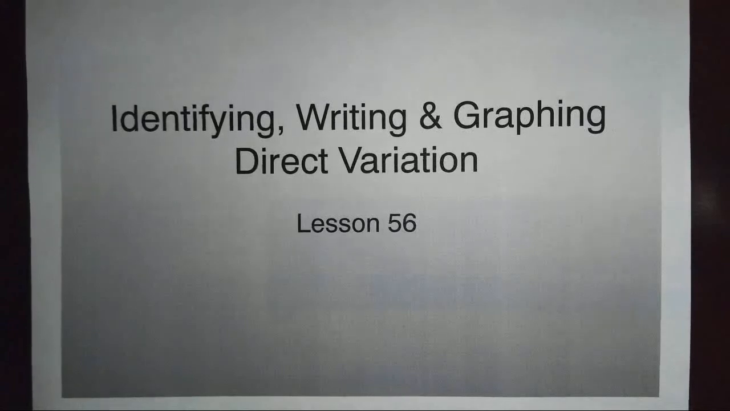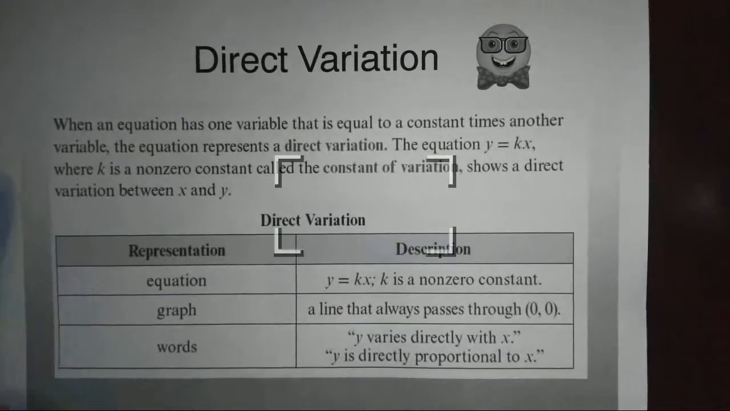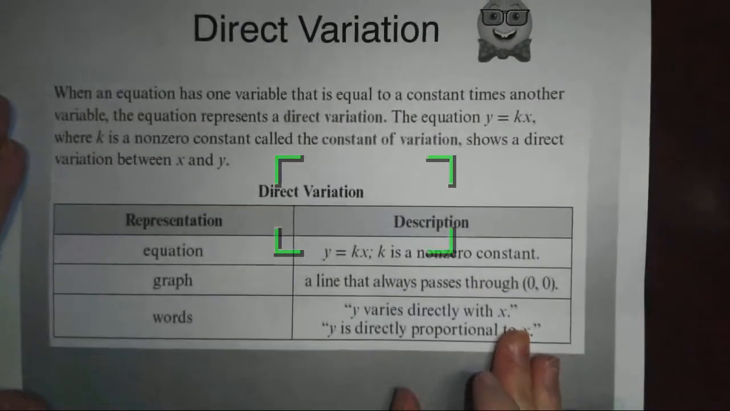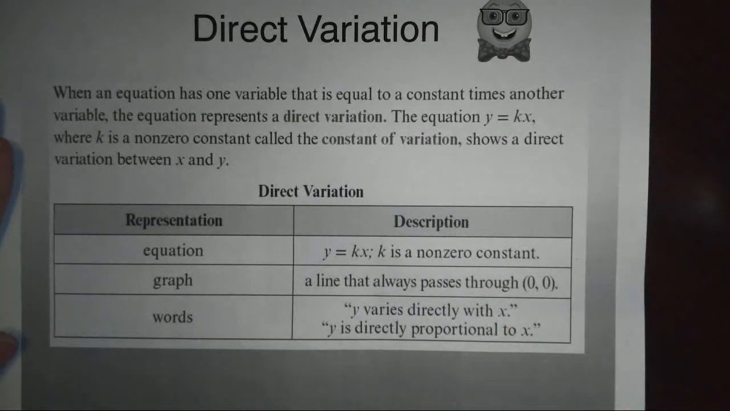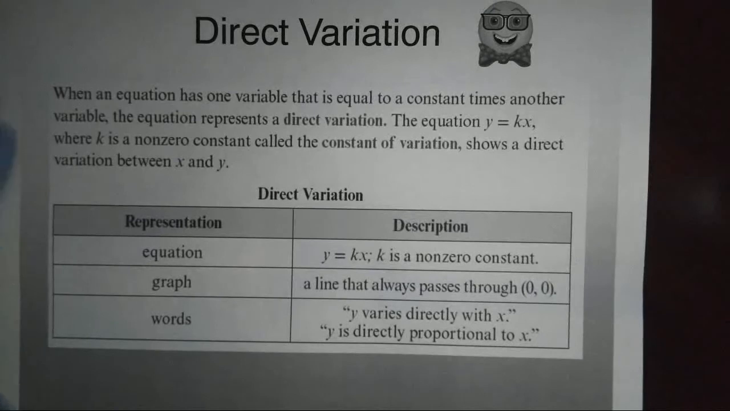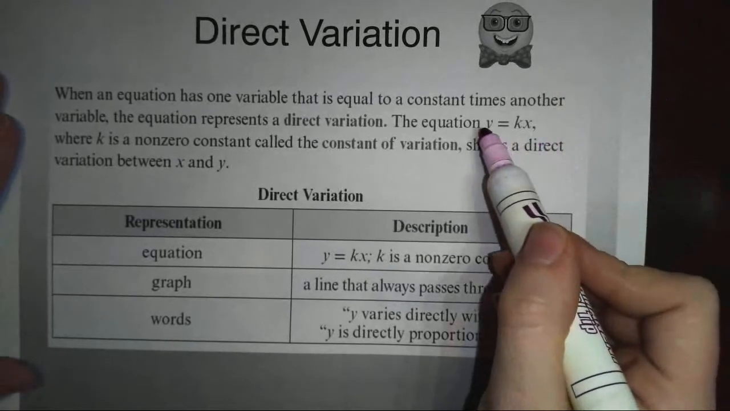This video is about identifying, writing, and graphing direct variation, and it's lesson 56 in your book. So let's talk about what is a direct variation. Now, when an equation has one variable that is equal to a constant times another variable, this is a direct variation. So direct variations typically look like this.